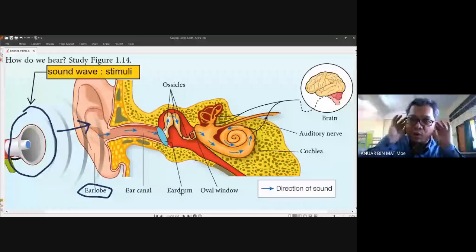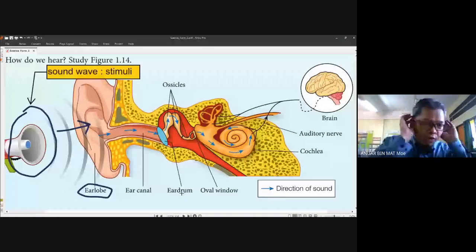Gather the sound wave. Yes, very good. Correct. Earlobes. That's why we need earlobes to gather the sound wave. That's why the bigger the earlobes, for example, if you have bigger earlobes, you can hear much more than other people. Like an elephant, you know, elephants have very big earlobes, right? That's why it can hear the tiniest sound. That's why the elephant has bigger earlobes.